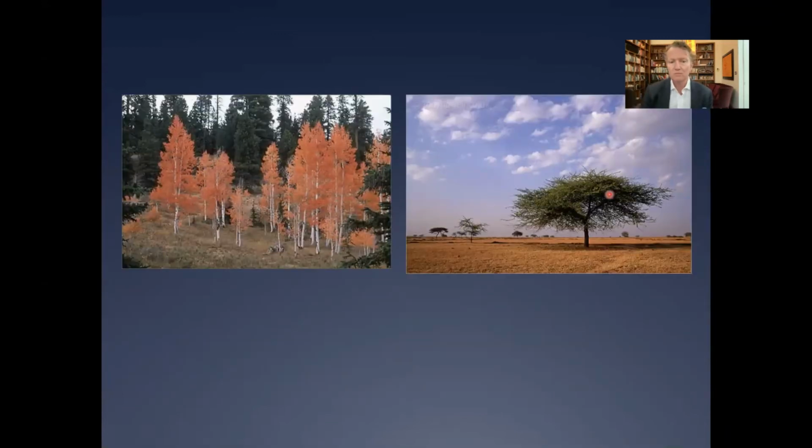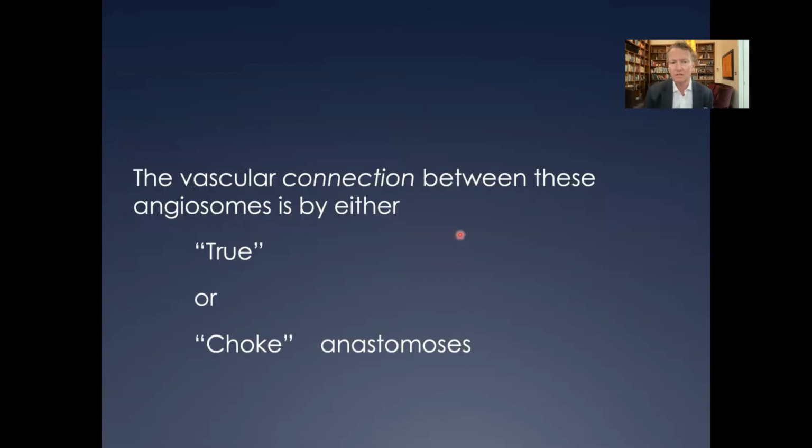So remember we talked about two different types of angiosomes, ones like this and ones like this. And what the functional angiosome does is it goes to investigate and talk about the communication between these angiosomes, the communication between these perforating blood vessels. And we know that this vascular connection can either be by two types of vessels.